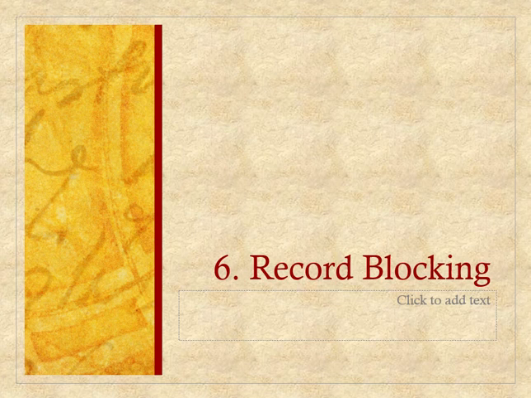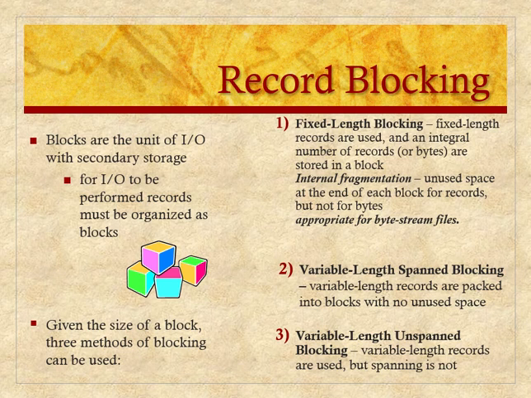Okay, so next section, record blocking. Records are the logical unit of access of a structured file, whereas blocks are the unit of input-output with secondary storage. For input-output to be performed, records must be organized as blocks. So blocks are the unit of input-output with the secondary storage.